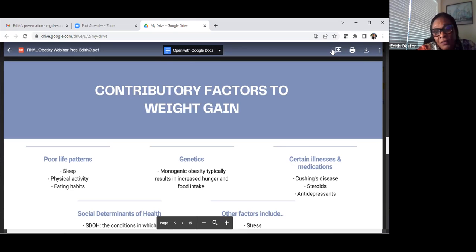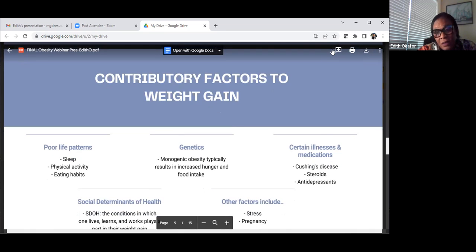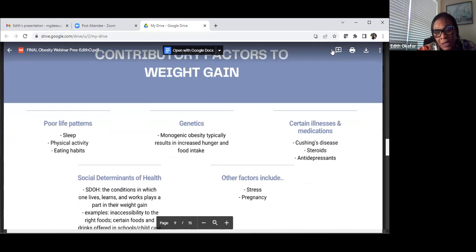Okay, and then you also have certain illnesses related to obesity. There are quite a number, but I mentioned Cushing's here because it's normally overlooked. And you also have those related to medications. Examples I have given here are steroids and antidepressants, which are very common. There are other medications that would cause obesity. So when a patient comes to me, one of the very vital things to do is to look into the drug history to see what they're taking.